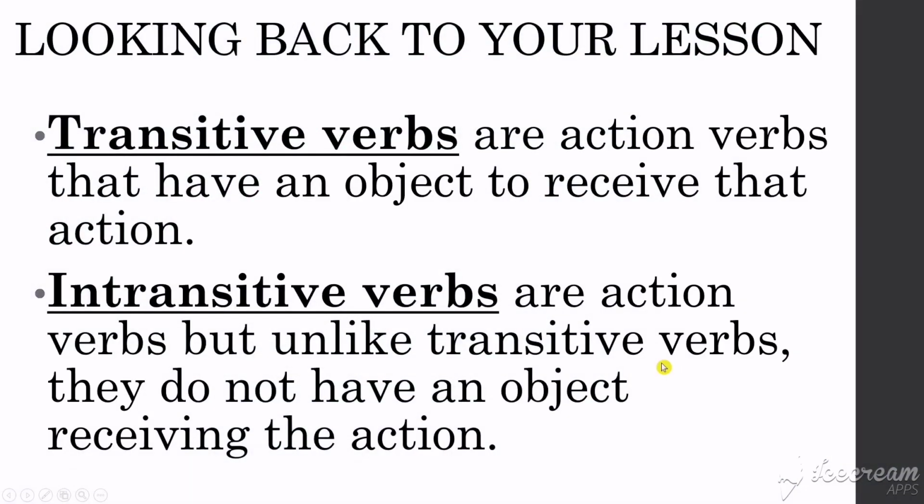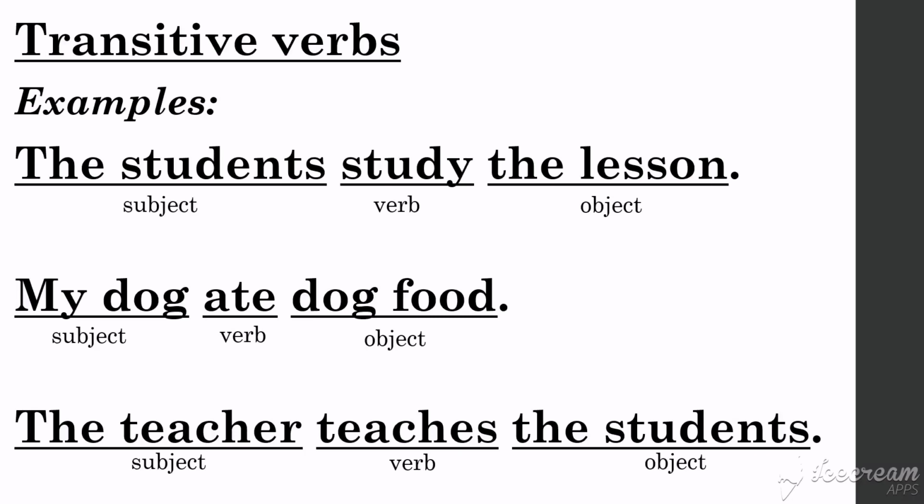Okay, looking back to your lesson, we're going to focus on transitive verbs and intransitive verbs. Transitive verbs are action verbs that have an object to receive that action, while intransitive verbs are action verbs, but unlike transitive verbs, they don't have any object receiving the action. So here are the examples of transitive verbs which are used in a sentence.